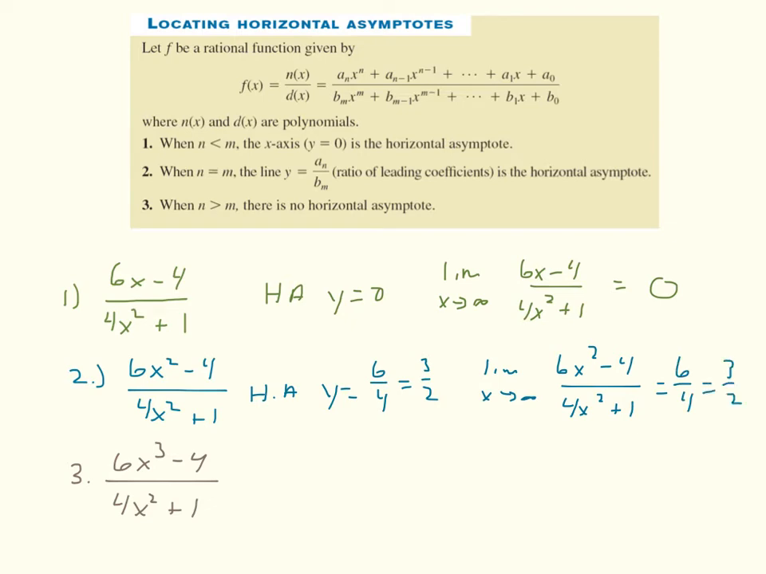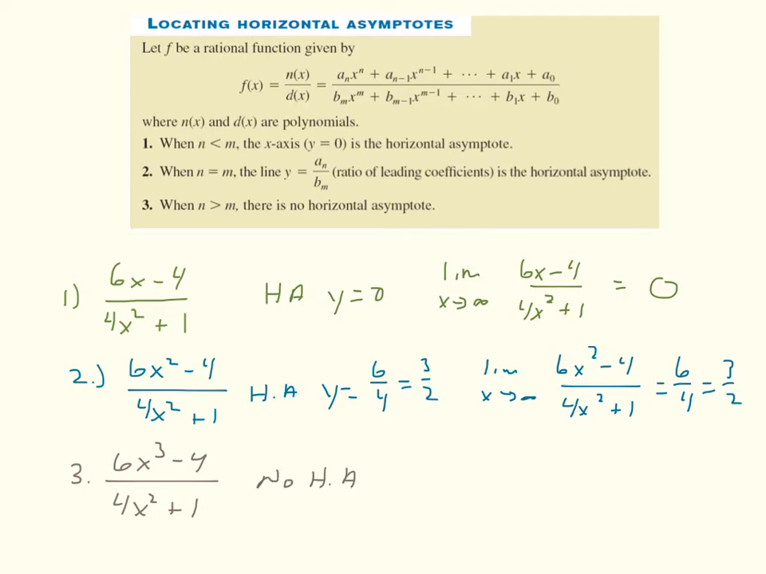The last one we're going to look at in terms of these horizontal asymptotes is 6x cubed minus 4 over 4x squared plus 1. In this case, the numerator has a degree of 3, the denominator has a degree of 2. And therefore, in this situation, we said that there would be no horizontal asymptote.